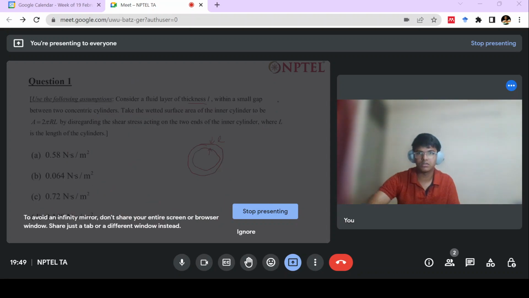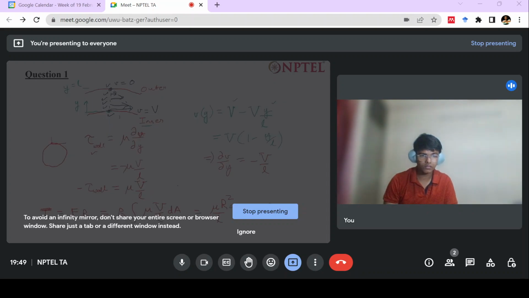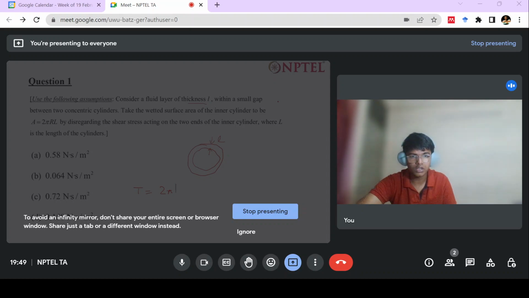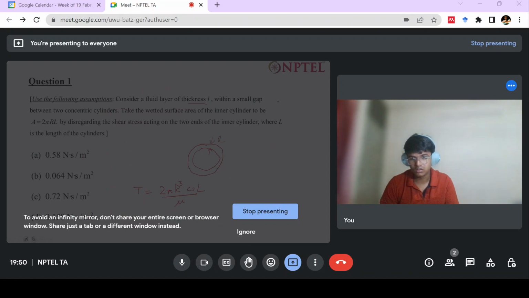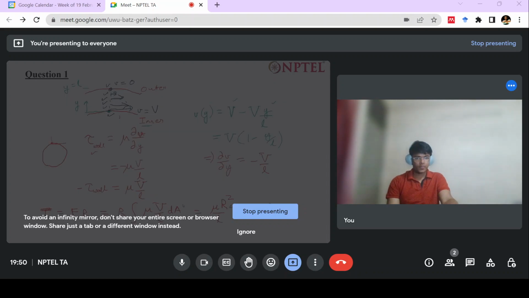So we'll go to the next. Yeah, so we have found out the torque. Torque is 2 pi r cube omega L by l, with mu. Oh, sorry, obviously omega will be there as well. So mu will be over small l.